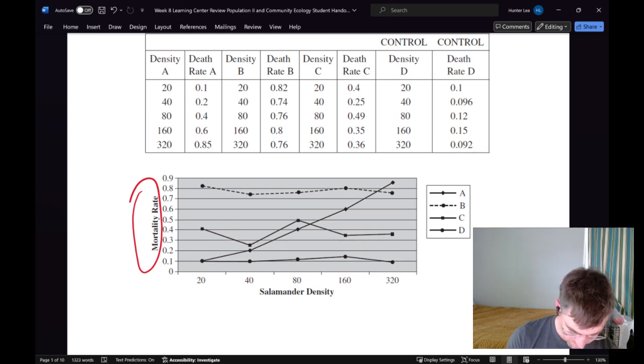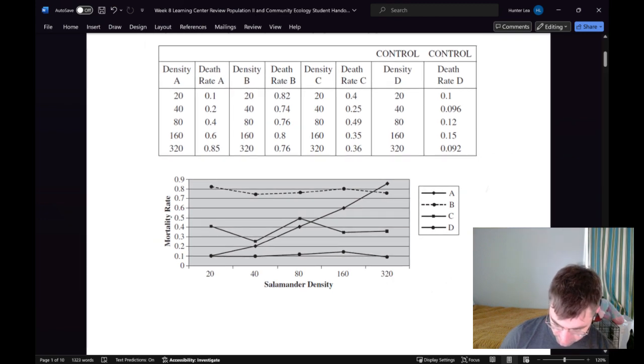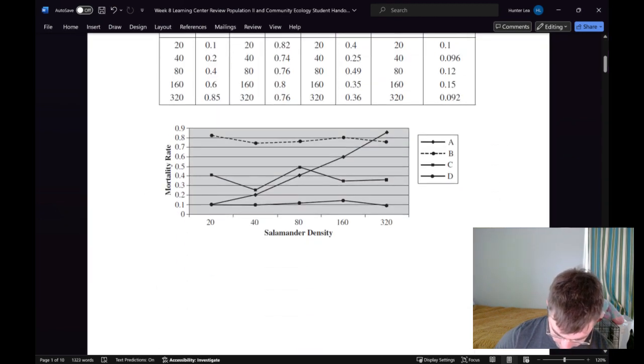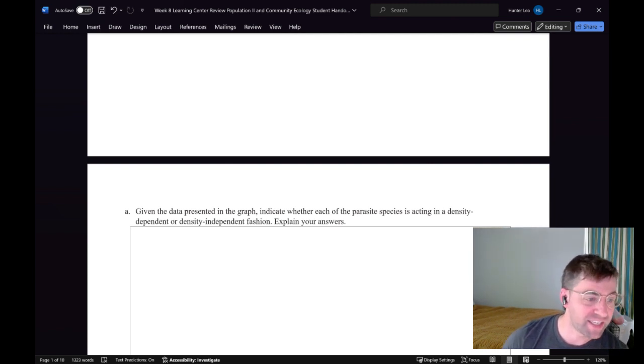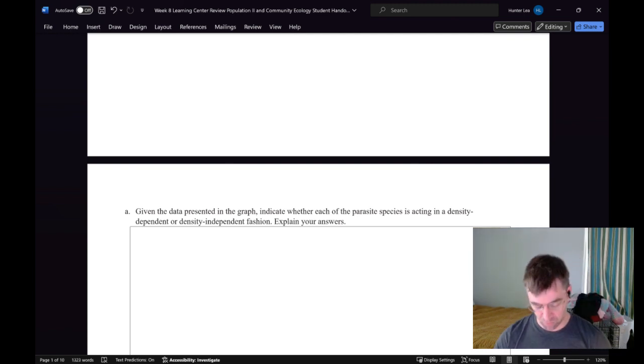Okay, so using this information, let's answer some questions. Given the data presented in the graph, indicate whether each of the parasite species is acting in a density dependent fashion, that is, the density of the population affects its mortality, or a density independent fashion, meaning the density does not impact its lethality.